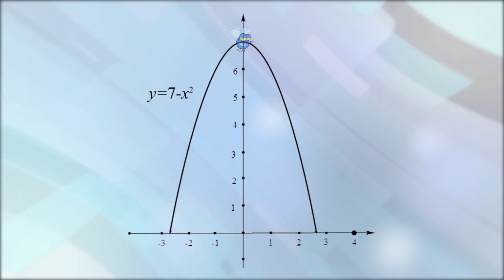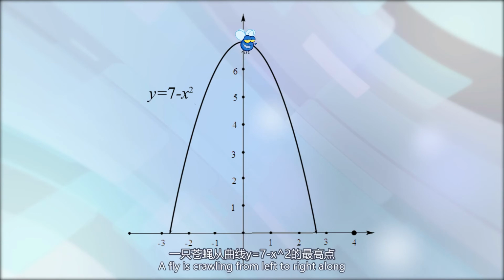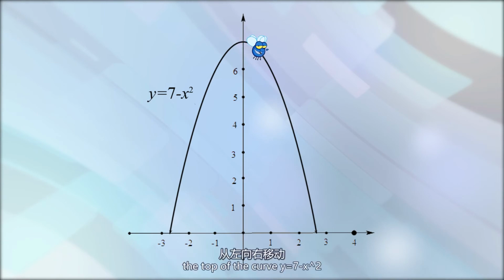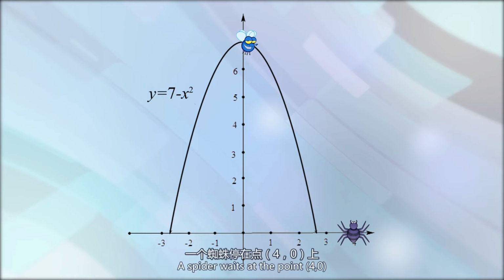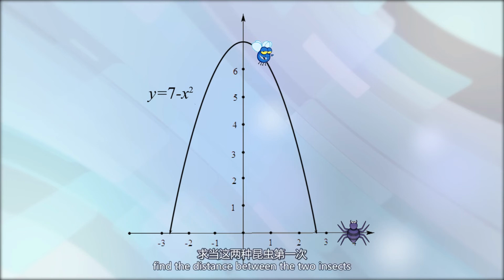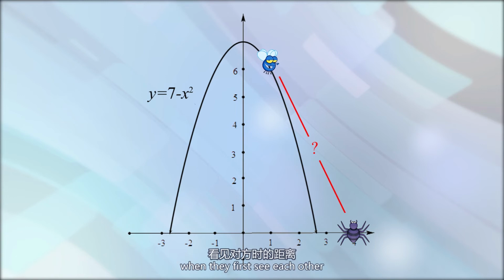Now let's see another problem. Imagine a fly is crawling from left to right along the top of the curve y equals 7 minus x squared. There is a spider at the point (4, 0). Could you find the distance between the two insects when they first see each other?